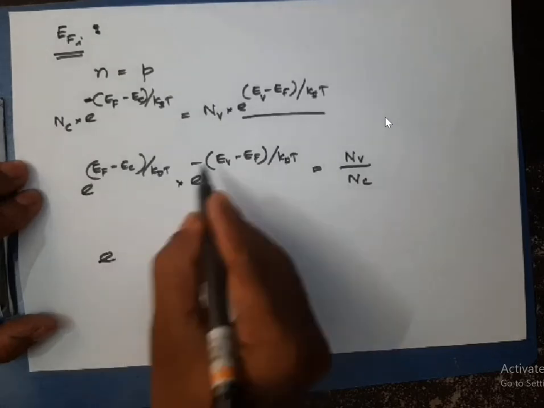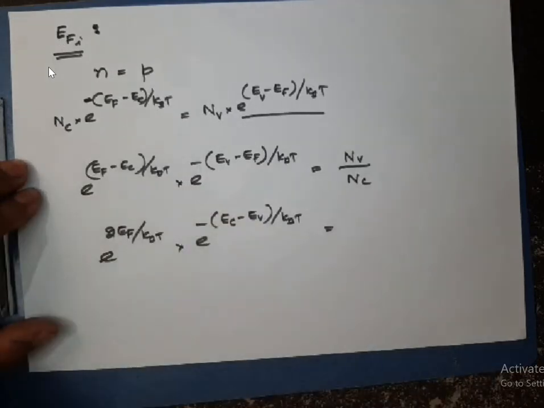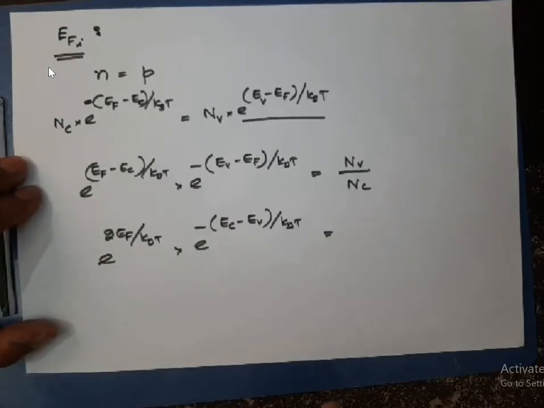Let me do it directly. e power 2EF by kBT into e power minus EC, here you have minus EV, so I'll take minus common, so I can write minus (EC minus EV) by kBT. EC minus EV by kBT.